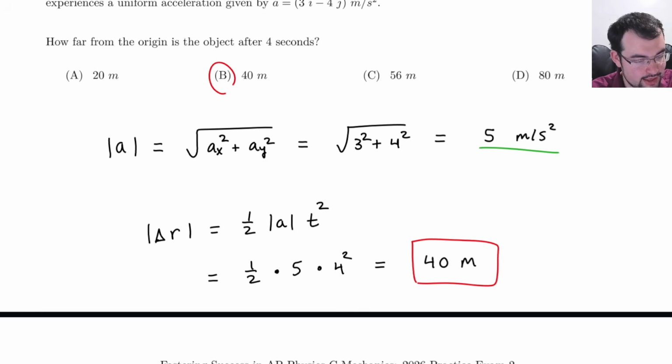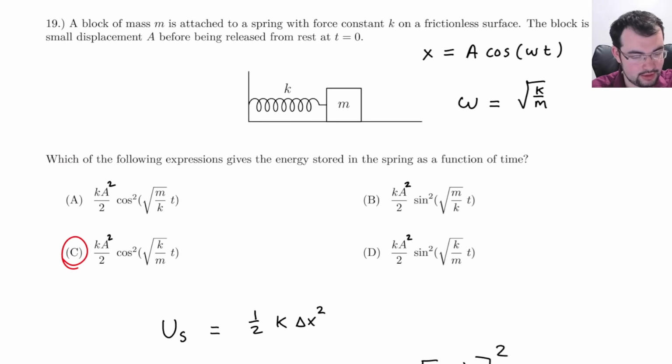Now, you can get the right answer if you do this kinematics twice in each component, then do the Pythagorean theorem. It will still work out for you. I thought this was a level 2, just like the previous one.